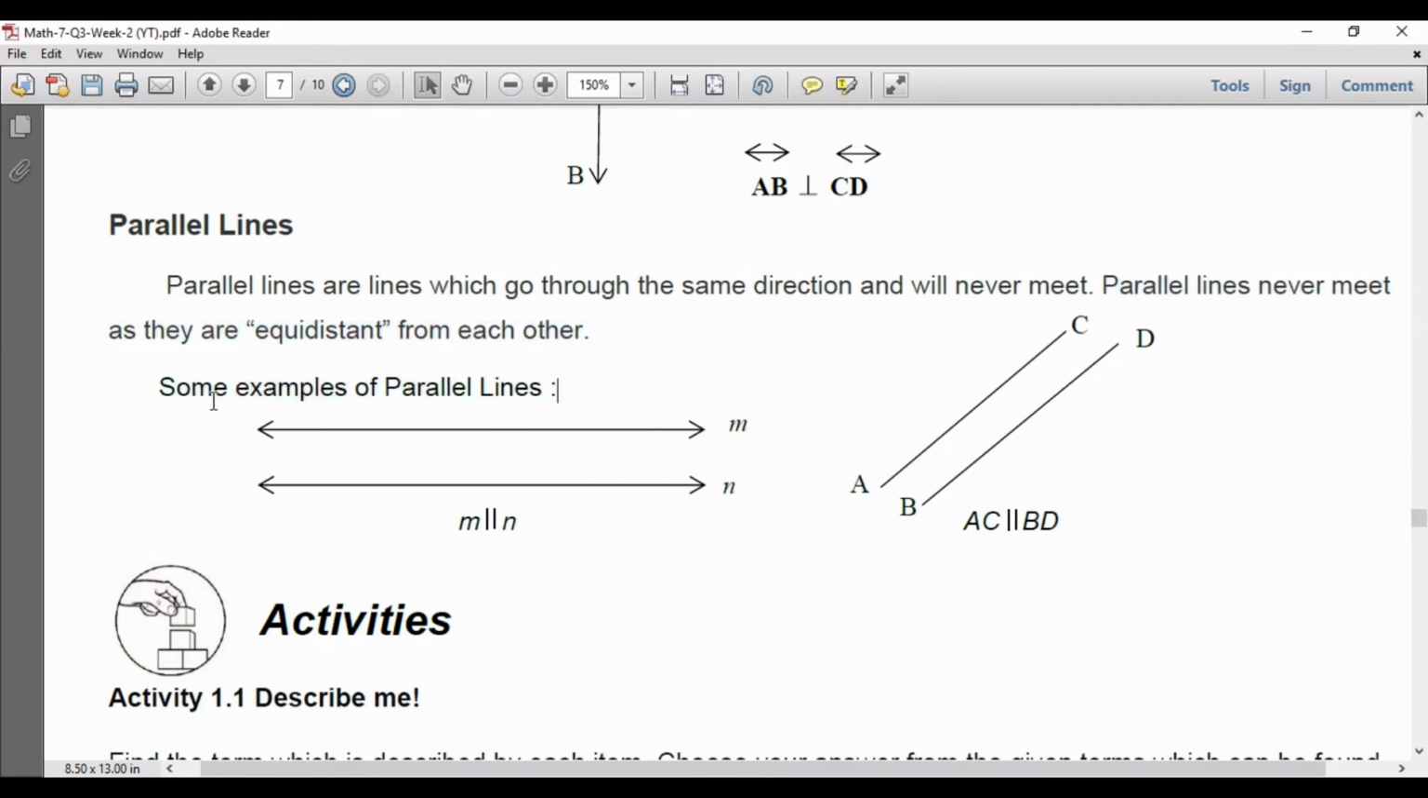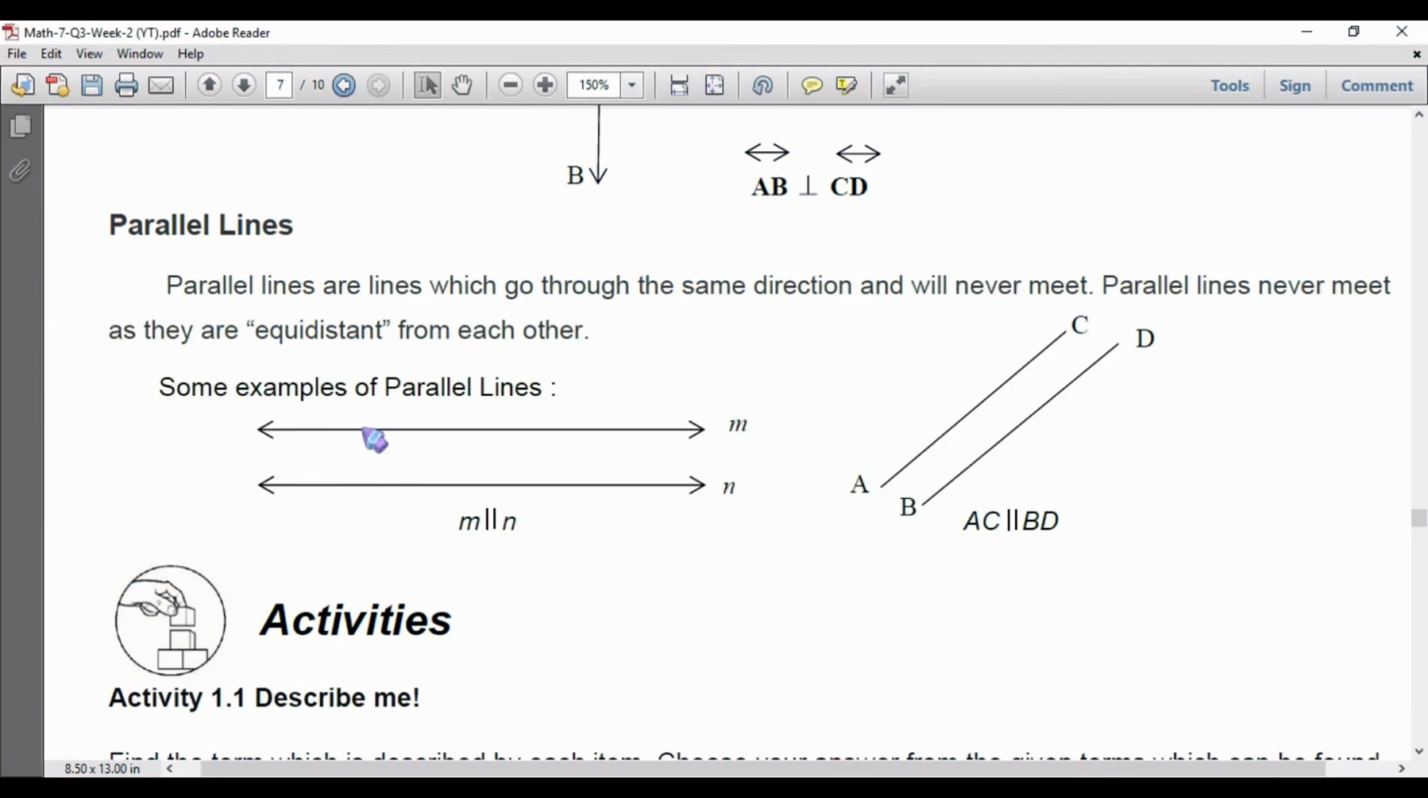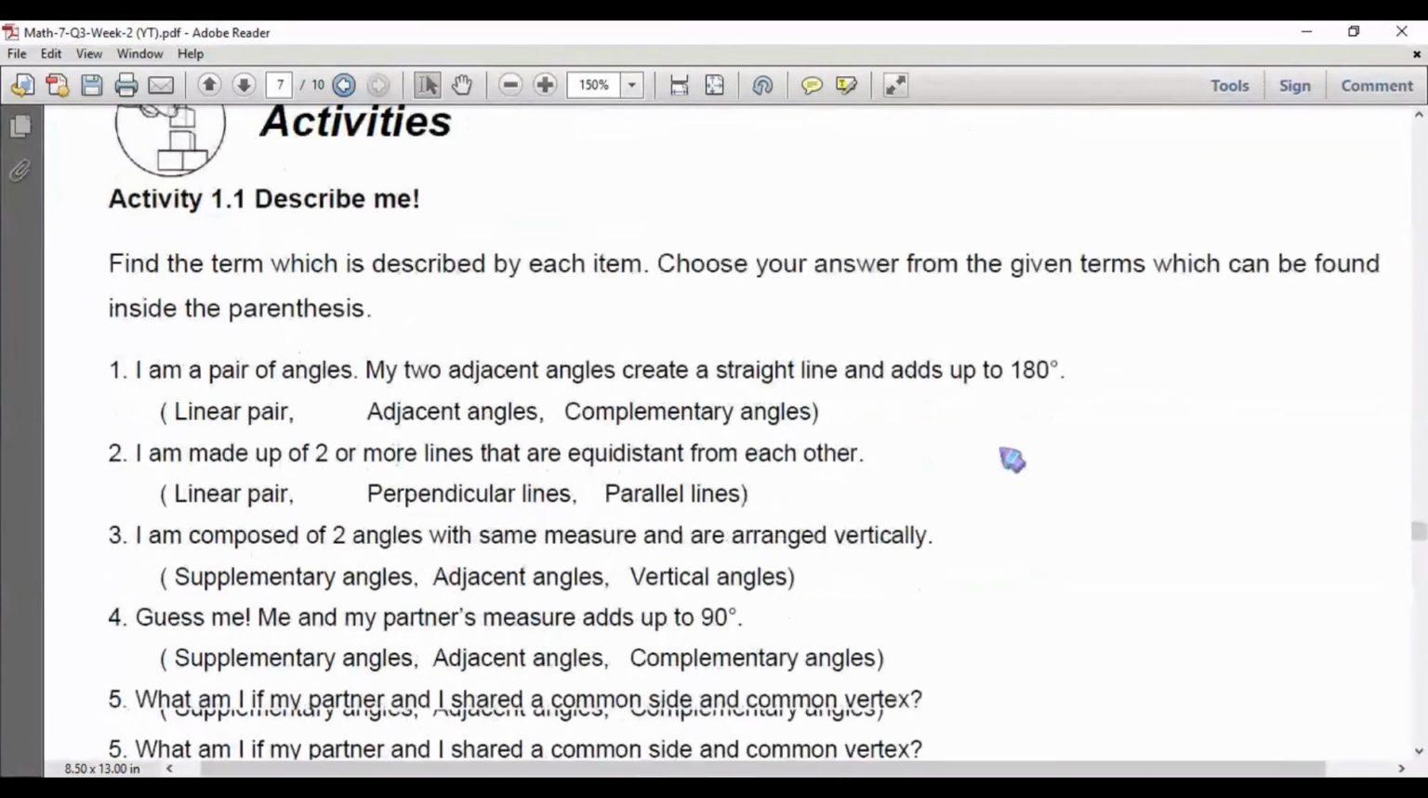Okay, ayun, no? So, parallel lines. So, the line M and line N are parallels. Yes, hindi sila mag-intersect. Okay, they are equidistant. So, pares ang distance dito. Kaya hindi sila mag-meet, hindi sila mag-intersect. So, AC and BD, segment AC and BD. Okay, so, parallel lines. Let's have your activities.